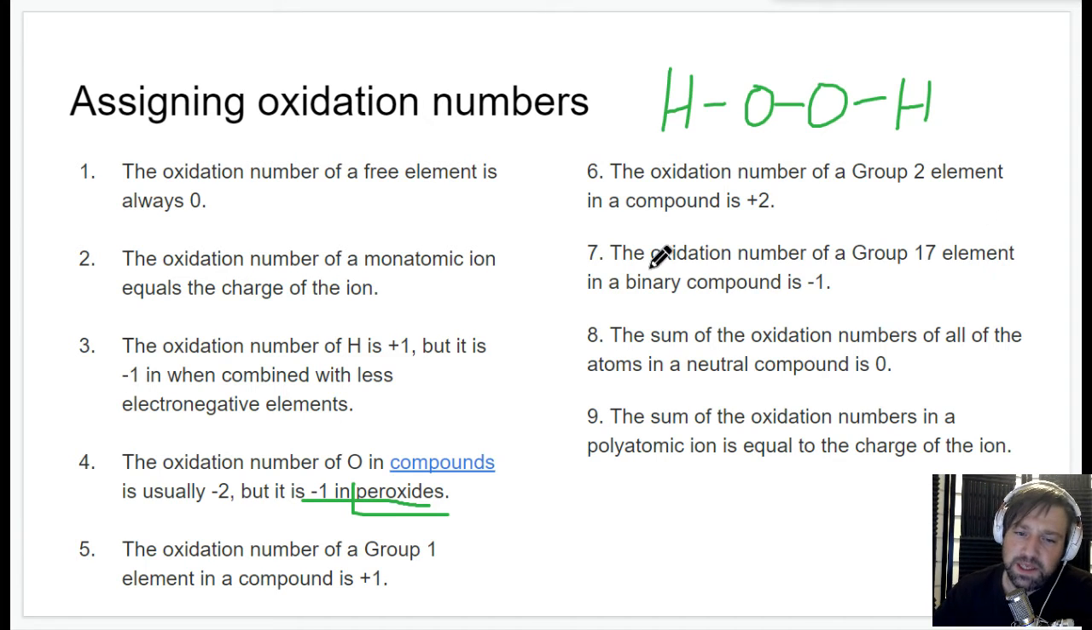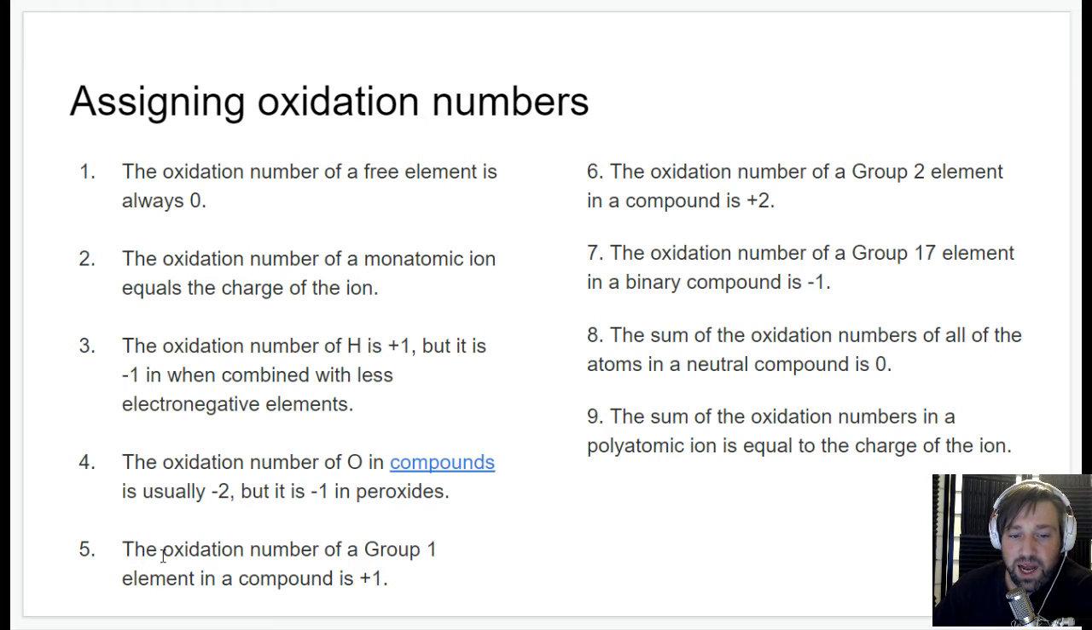So in this case, when you have a molecule with oxygen bound to oxygen, both of these are going to be -1. And then hydrogens are going to be +1. There we go.